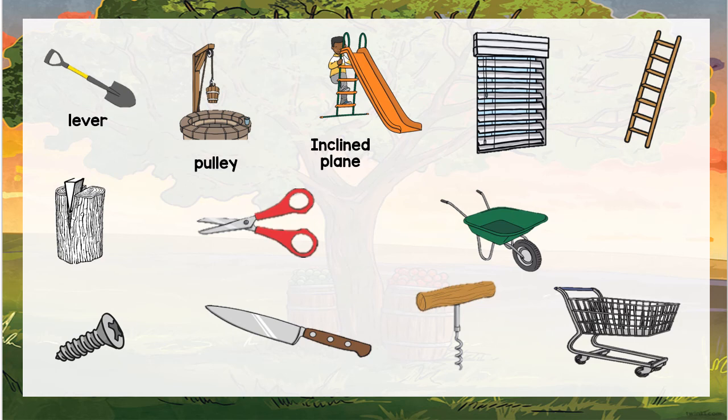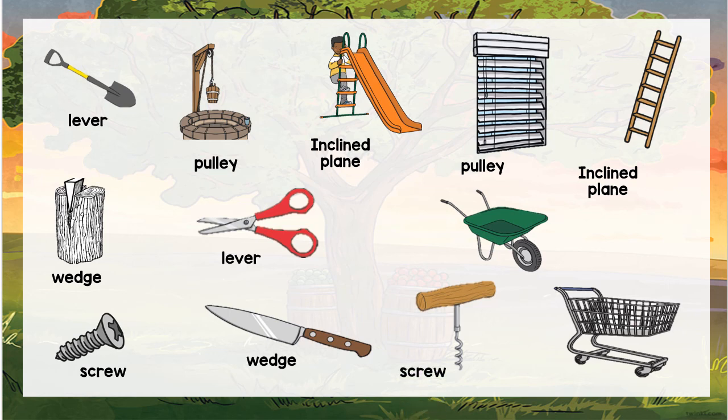Then we have the blind to the window. What kind of simple machine is this? That's a pulley. We have the ladder. What type of simple machine? Inclined plane. We have here the wood with a piece of object in the middle. What type of simple machine? Wedge. Then we have the scissors. What simple machine would that be? Lever. Then we have the screw. Next we have the knife, that will be a wedge. Then we have this, as its name says, a screw.